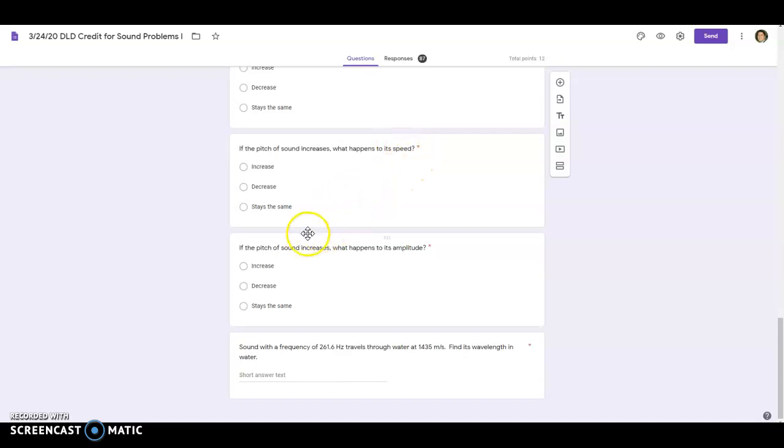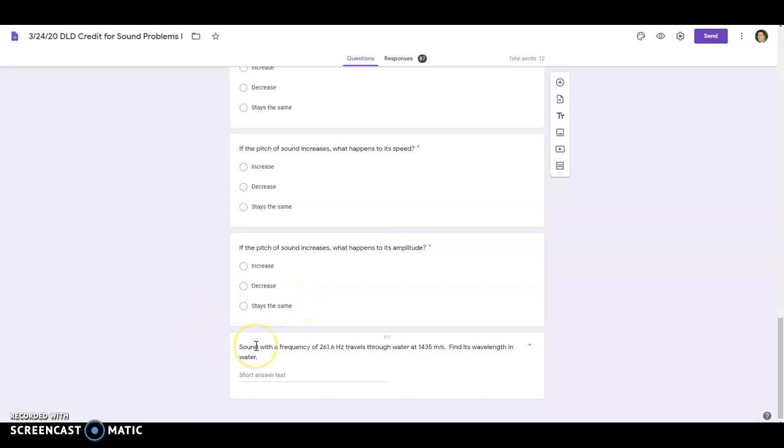And then finally, if the pitch of sound increases, what happens to the amplitude? Well, it turns out that a higher frequency note, like a guitar that's higher than a bass guitar, is not going to be any louder just because it's a higher pitch. So again, this remains the same. Amplitude doesn't go up unless you play louder.